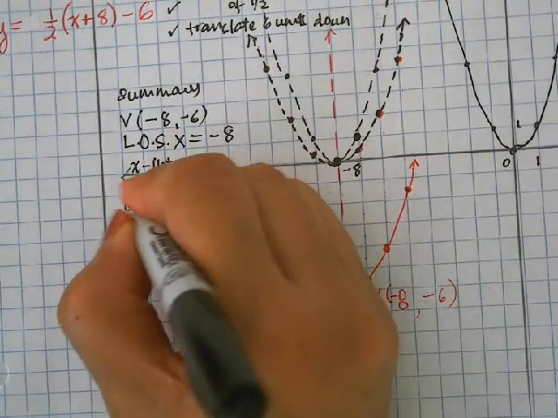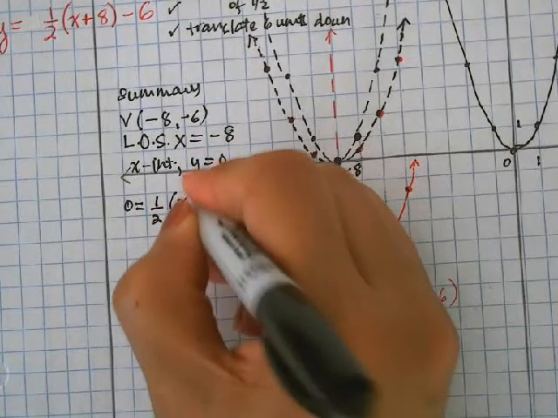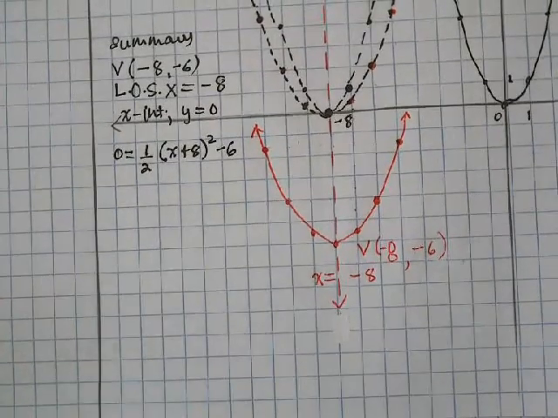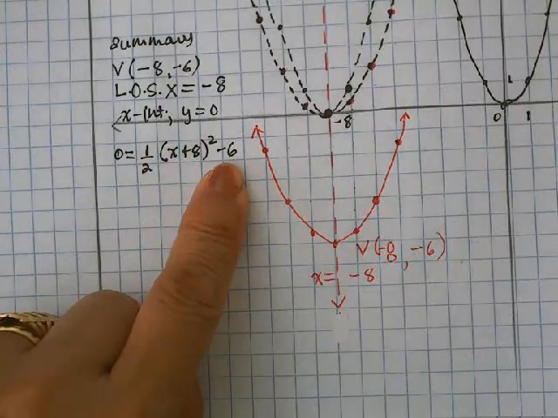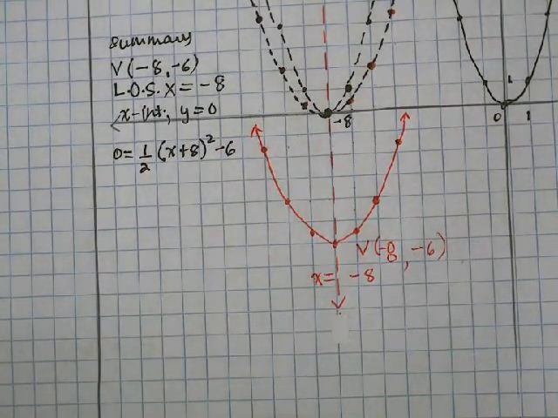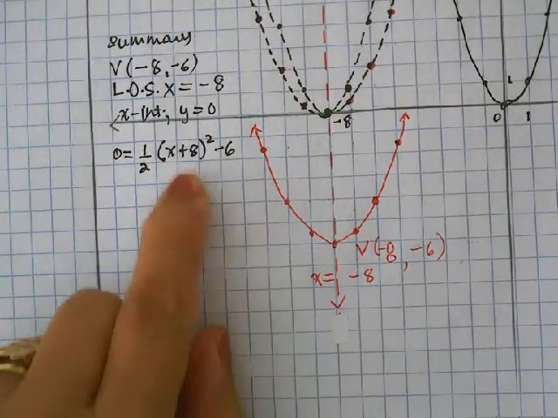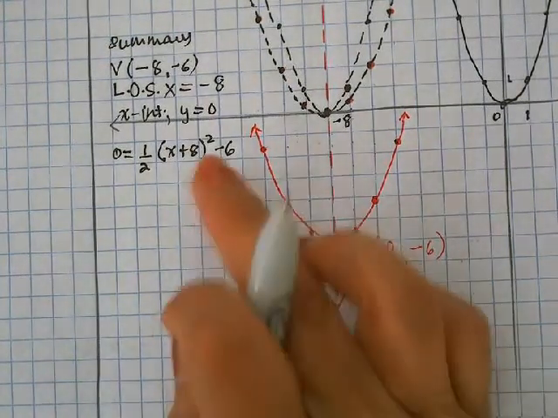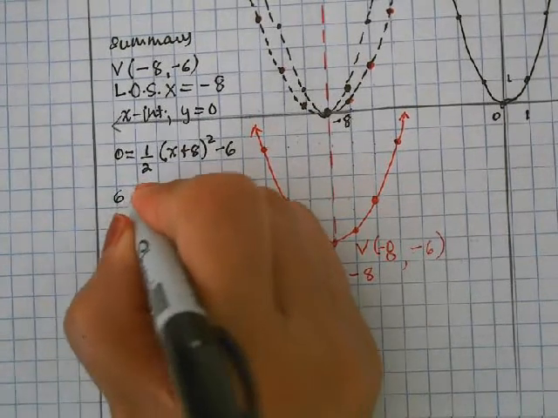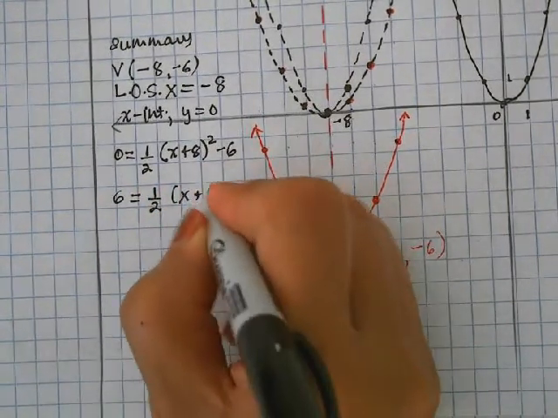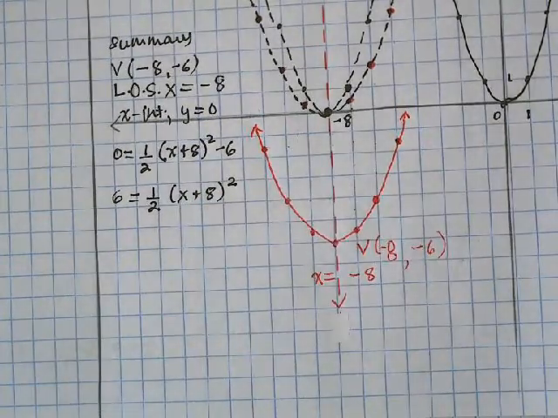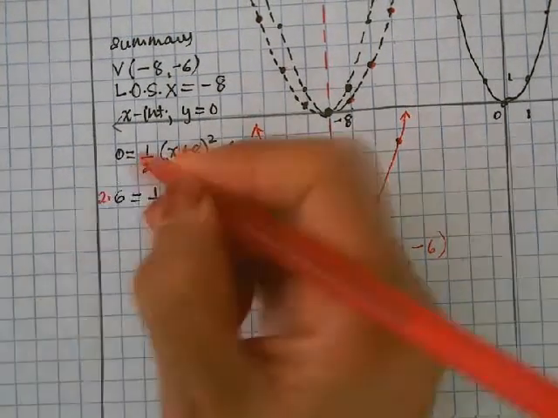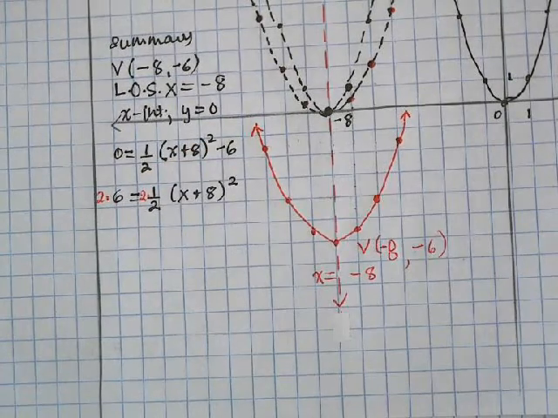So 0 is equal to 1/2 (x plus 8) squared minus 6. We have to solve this equation. So our first step is, how do we simplify this? Before I expand this, I'm going to move this first. I'm allowed to do that, right? I'm going to move this 6 to the other side. So that will be 6 equals 1/2 (x plus 8) squared. And after that, I can multiply both sides by 2. Okay, so I will cancel the 1/2 there.